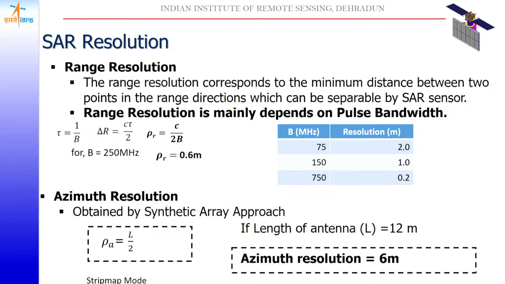Okay, so basically we have seen that SAR has two resolutions, one in the range direction and one in the azimuth direction. In the range direction, the resolution depends on the bandwidth, and in the azimuth direction the resolution depends on the length of the antenna. If the length of the antenna is L, then we get a resolution of L by 2.